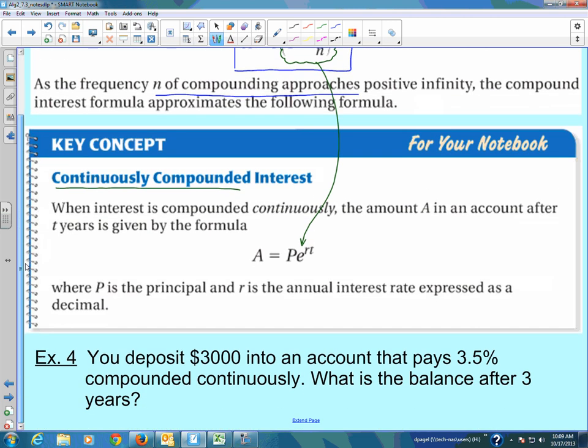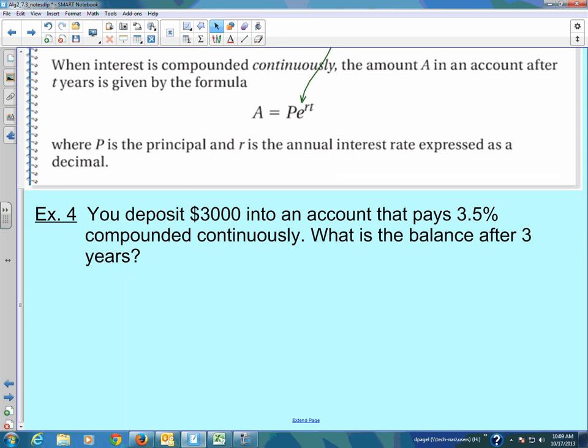We will use this when I have a situation where I'm continuously compounding, and I want to make sure I'm looking for that word in the application problem. So here we're continuously compounding. We're going to invest $3,000 into an account that's paying 3.5%, and we're going to do this for 3 years. Identifying all the components, there's my principal amount. Here's my r, which I want to make sure I convert to a decimal. So we take our percentage number divided by 100, and I get 0.035. And then here's our t value, the time period. Our time period is per year, but we're investing this for 3 years.